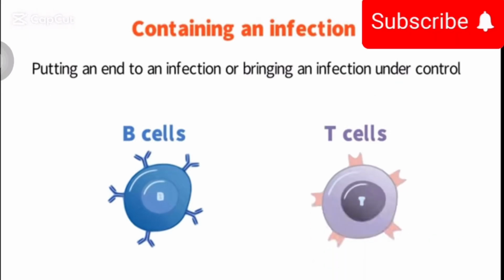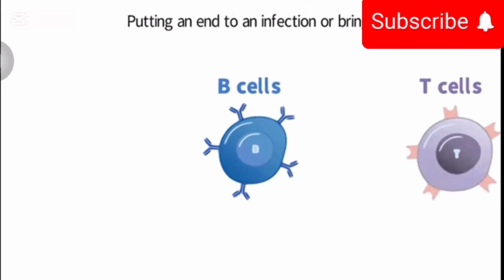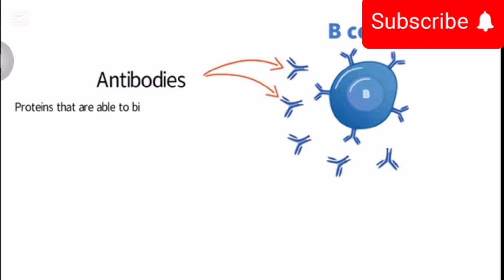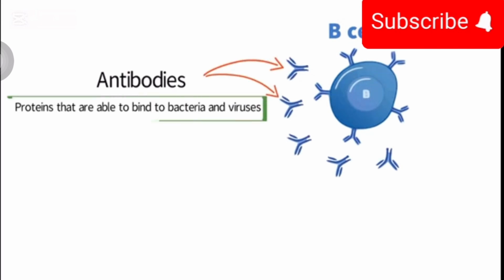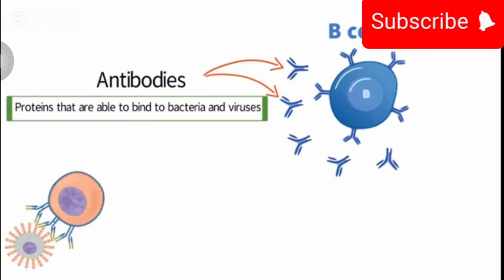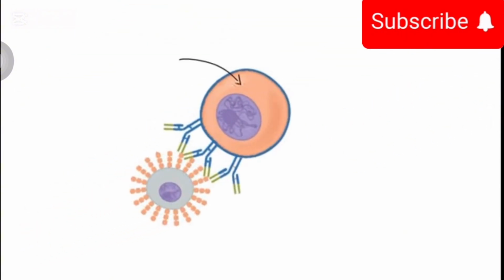Components of the adaptive immune response contain infections in different ways. B cells produce and secrete antibodies. Antibodies are proteins that are able to bind to bacteria and viruses. Antibodies binding bacterial cells or viruses prevents infections from spreading.